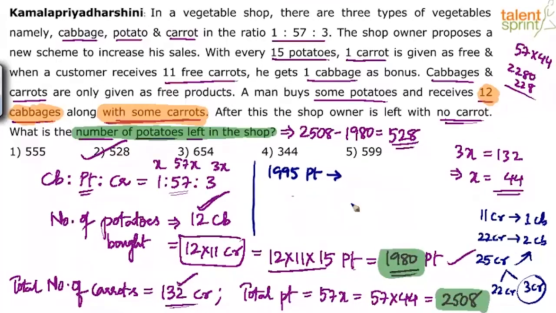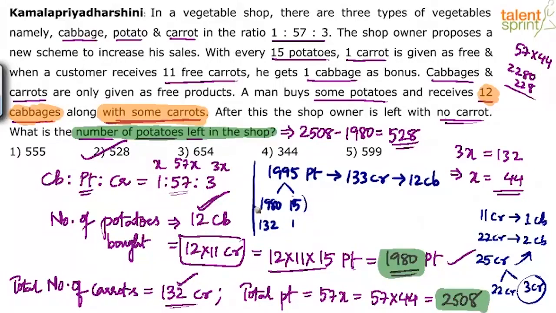If it is 1995, see, for 1980 potatoes, he will get 132 carrots. But for 1995 potatoes, he will get 133 carrots. But he will get only 12 cabbages. What we have considered in our solution is that he is carrying only 132 carrots. But the point is, this 1995 can be taken as 1980 plus 15. For these 1980, he will get 132 carrots. For this 15, he will get 1 carrot.